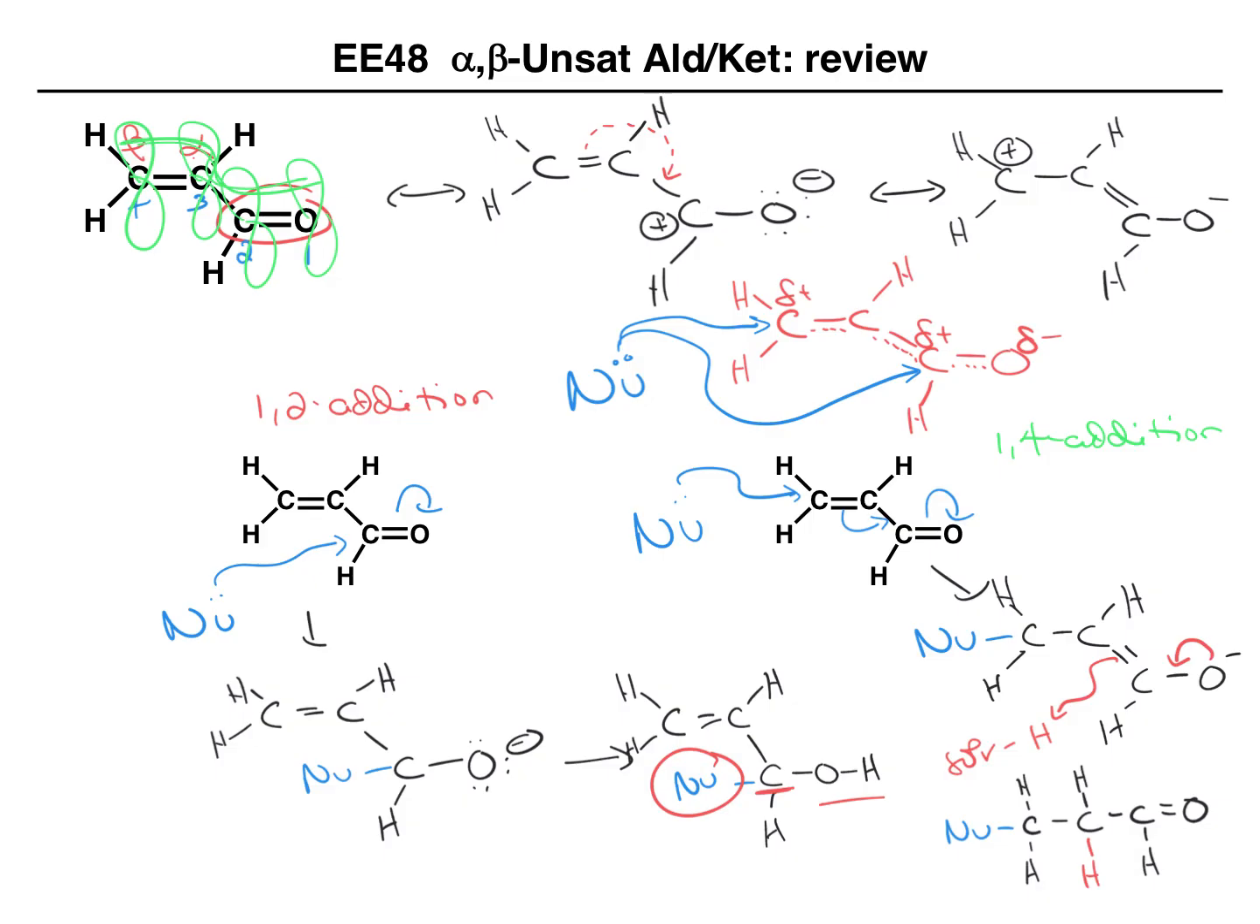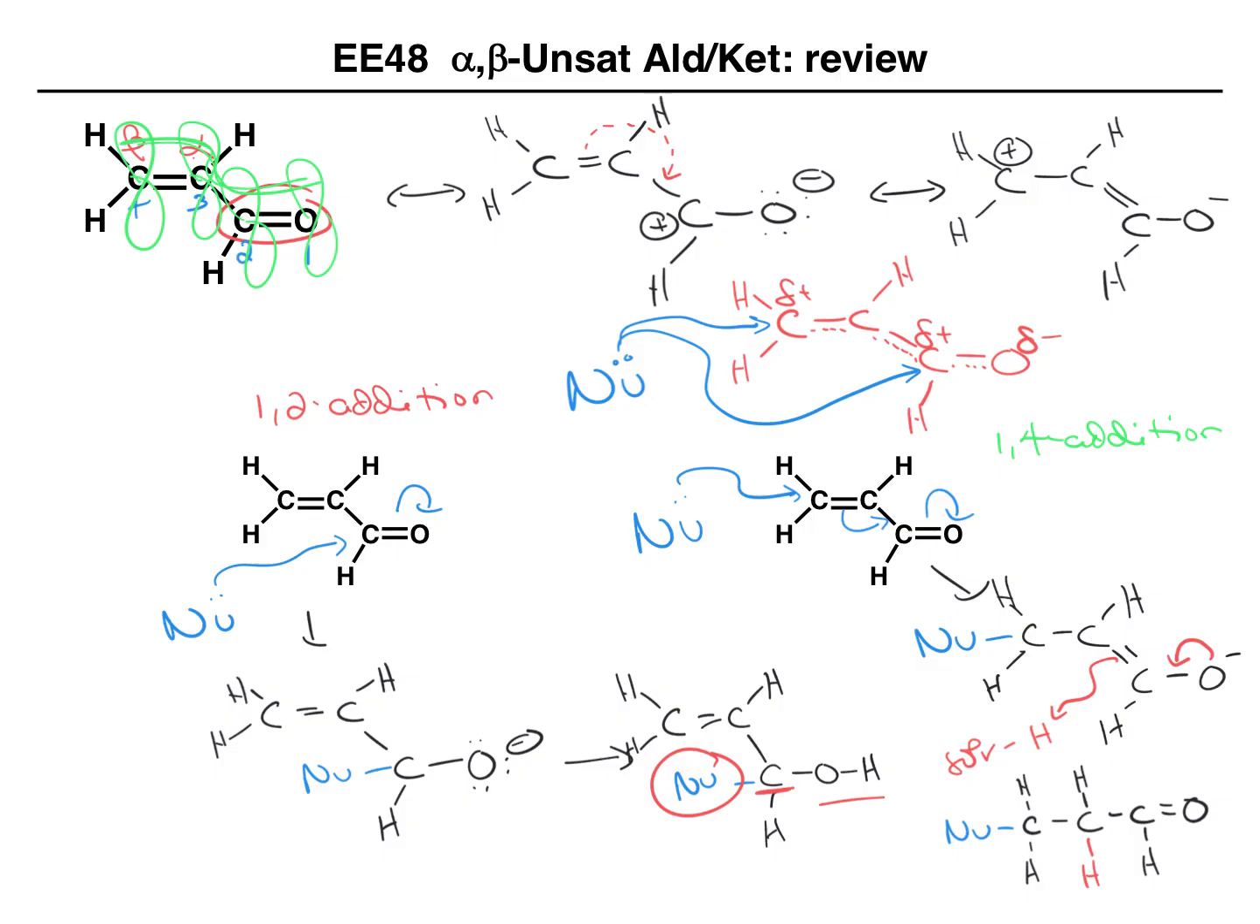Well, it doesn't really matter on the alpha beta unsaturated aldehyde or ketone. The difference is in the nucleophile. So in general, 1,2 addition is faster. So every nucleophile will do 1,2 addition. In general, the 1,4 addition product is more stable. So anybody is going to do 1,2 addition, but it can equilibrate.